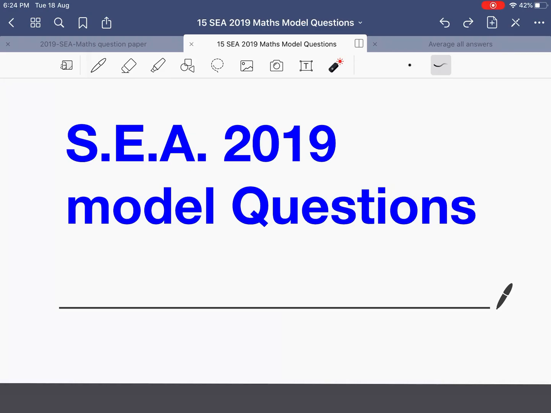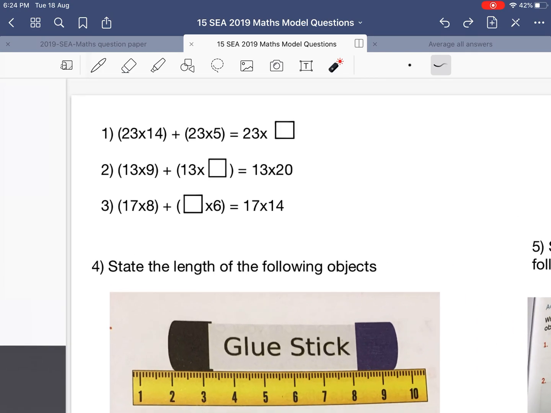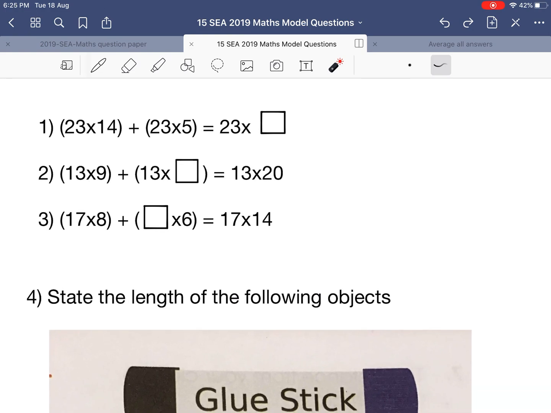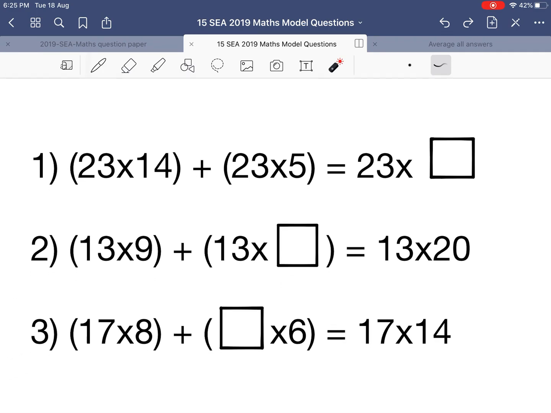I have created some S.E.A 2019 module questions. These questions are similar to some of the challenging questions in the 2019 paper. The first question, 23 times 14 plus 23 times 5 is equal to 23 times some number.